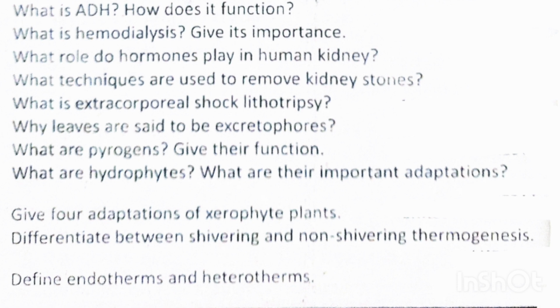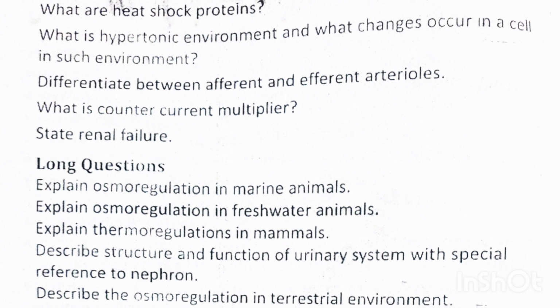Define endotherm and ectotherm. What are heat shock proteins? What is a hypertonic environment? And what changes occur in a cell in such an environment? Differentiate between afferent and efferent arterioles. What are countercurrent multipliers? Next comes state renal failure.